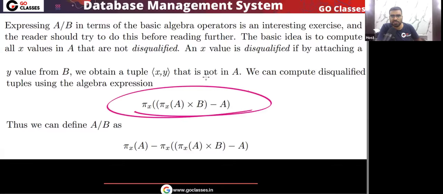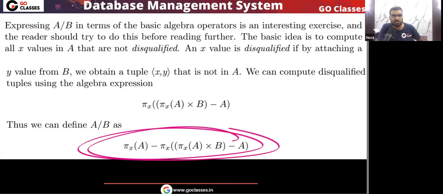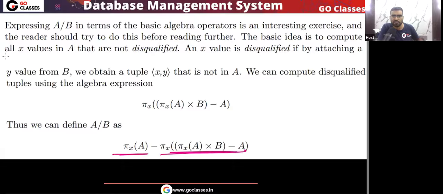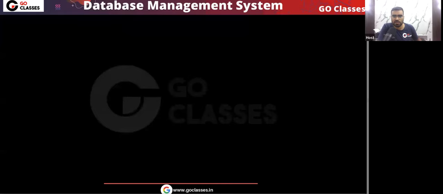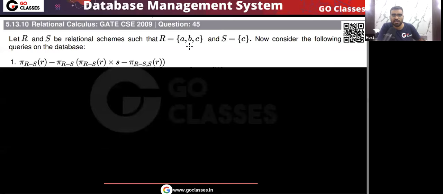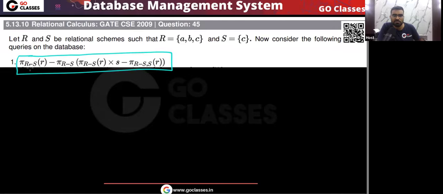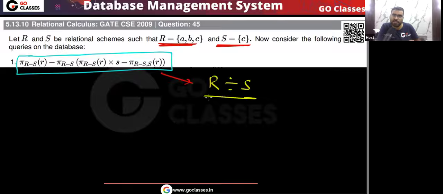So we have seen this equation, pi A minus this. Okay, so we have already seen this. You can see this is a GATE exam question. This is a GATE 2009 question. Please tell me, what is this first equation? Remember, R is ABC, S is C. So look at this first equation. This first equation is basically division. Yes or no? This is basically R divided by S.